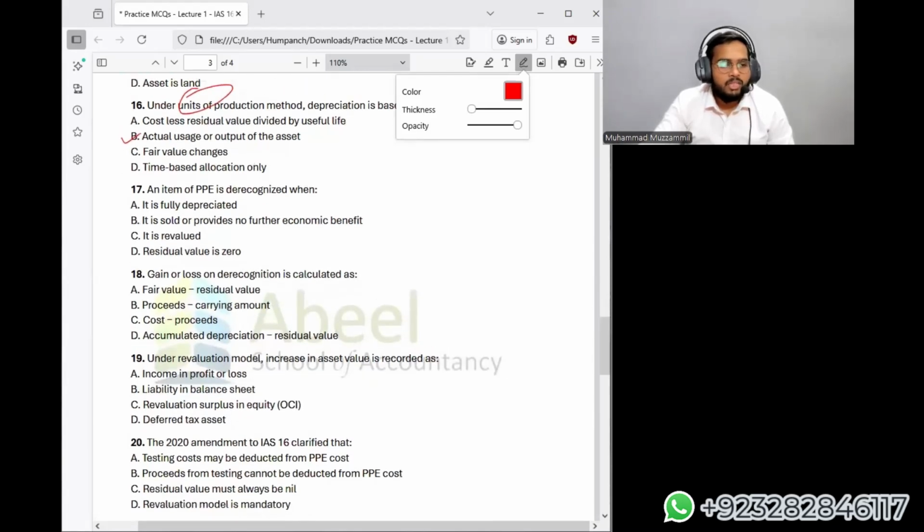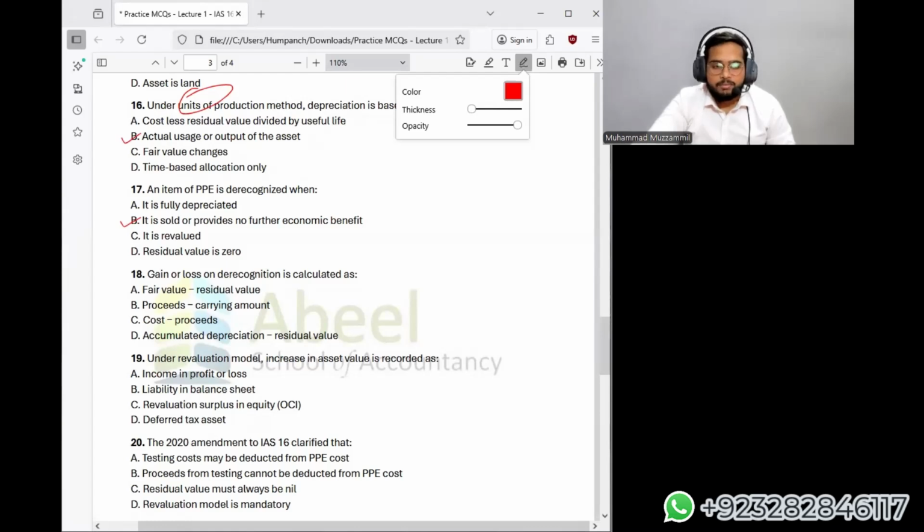MCQ number 17. An item of property, plant and equipment is derecognized when it is fully depreciated, it is sold or provides no further economic benefit, it is revalued, or residual value is zero. Come on, give me the answers. MCQ number 17. Good. Option B.